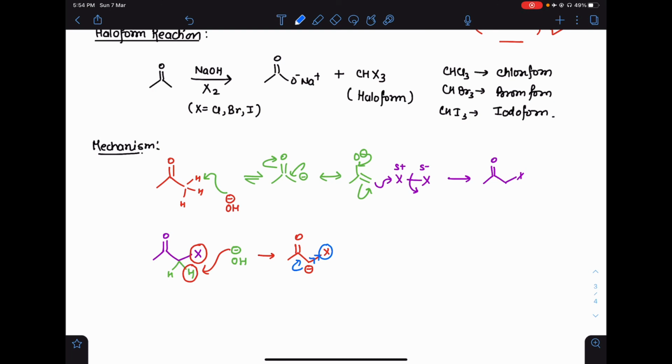So again, now what will happen? This will convert into the enol form, that is O minus, double bond, X. These electrons will shift down, these electrons will come here. The X2 molecule will be there, delta positive, delta negative. This negative charge is going to attack on X. This is going to go away. And you will have C double bond, X and X.